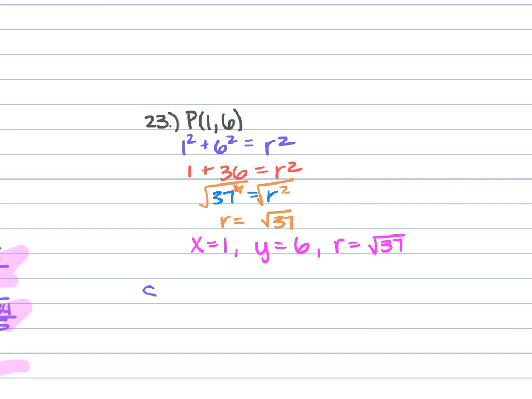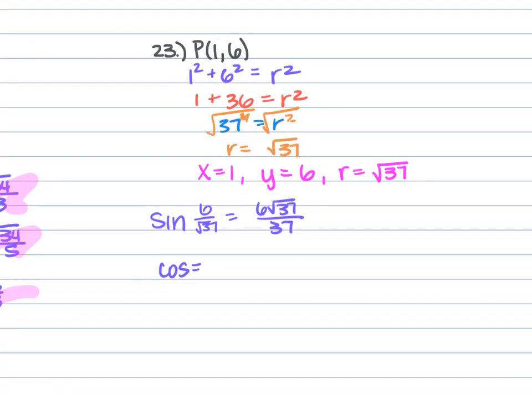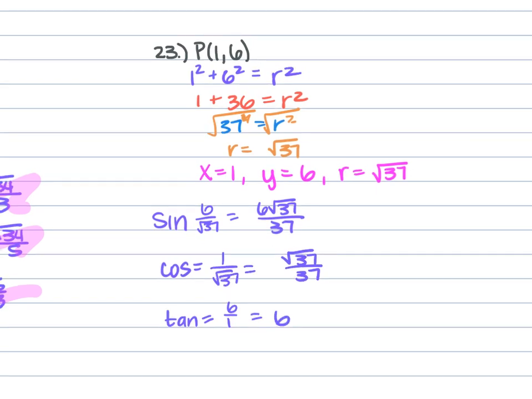So sine is y over r, so 6 over the square root of 37, which is going to be 6 square root 37 over 37. Cosine is x over r, so that's 1 over the square root of 37. That's going to simplify to be the square root of 37 over 37. Tangent is y over x, so that's 6 over 1, which is just 6.